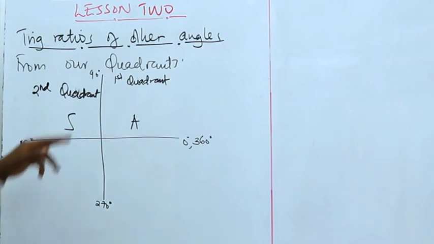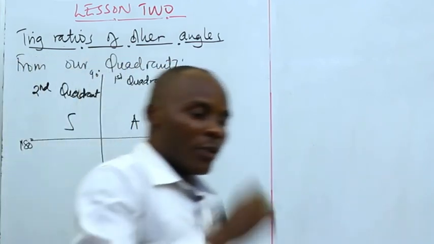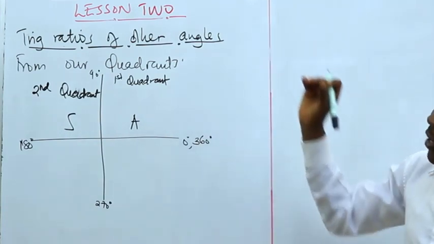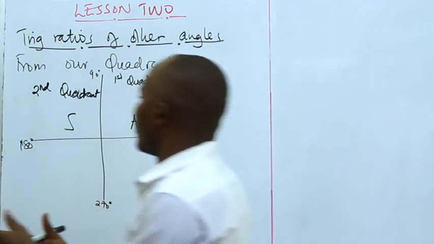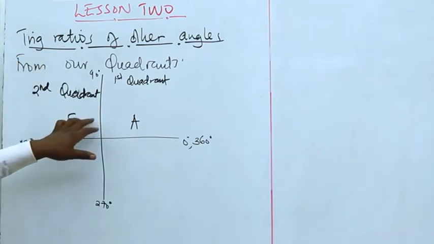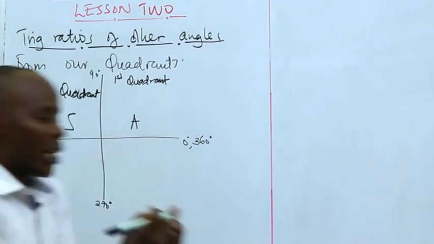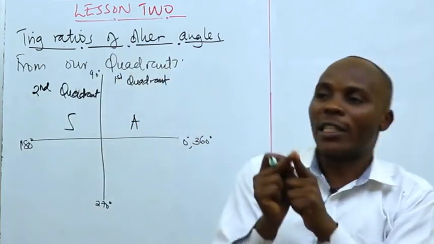What does that mean? Angles between 90 and 180 degrees, because they are in the second quadrant, will always generate a positive value if you press their sine. The rest will give you a negative. In other words, for instance, sine 150 degrees will give you a positive value. But cos 150, remember 150 is also in the second quadrant, that one will give you a negative value.